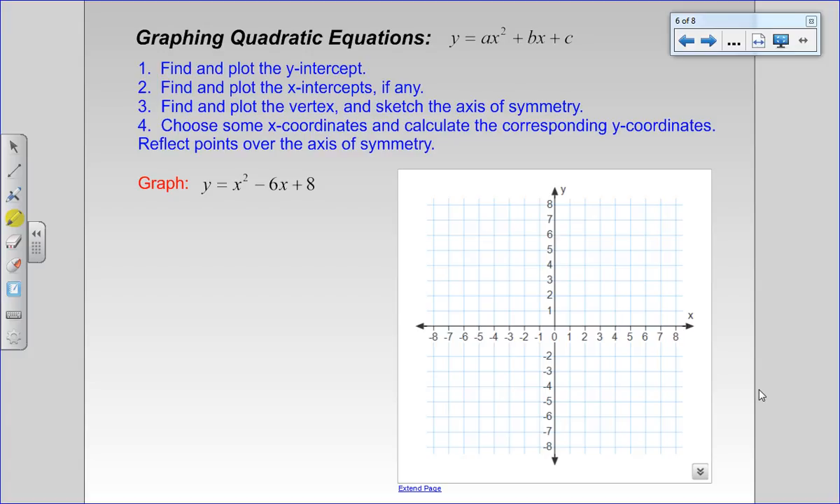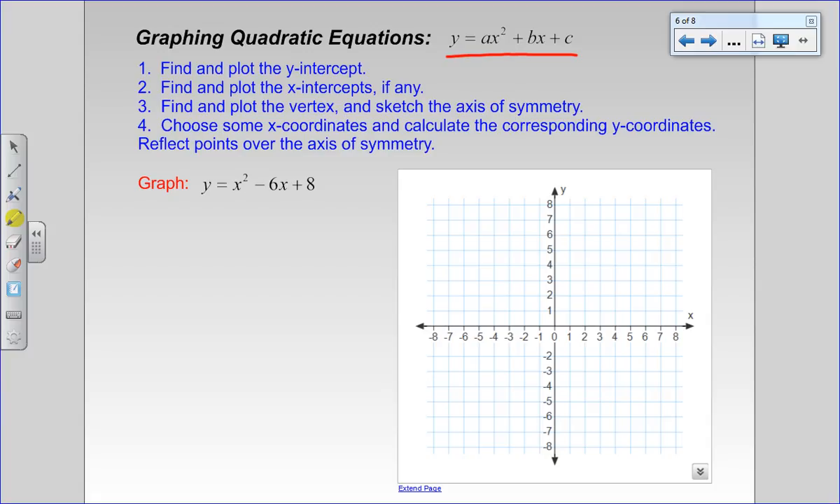In this video, we will graph quadratic equations written in the form y equals ax squared plus bx plus c by first identifying key features of each parabola, including the x and y intercepts, the vertex, and the axis of symmetry. If additional points are needed in order to accurately graph the parabola, we will then choose some x-coordinates and calculate the corresponding y-coordinates from the equation.